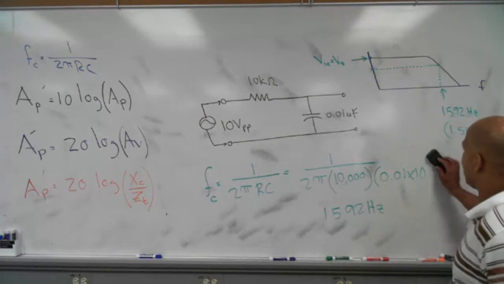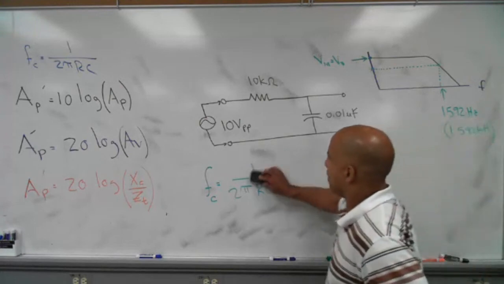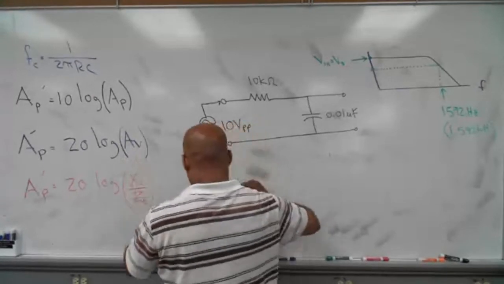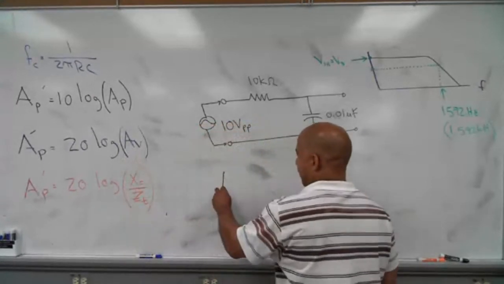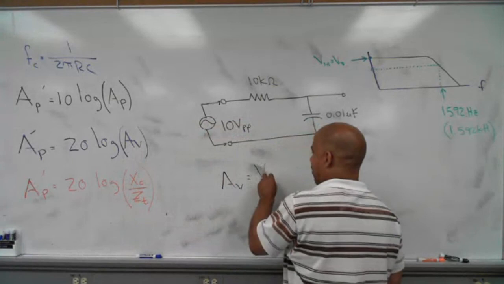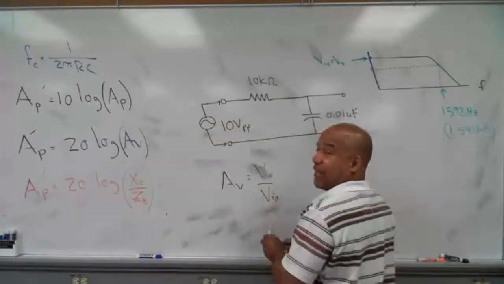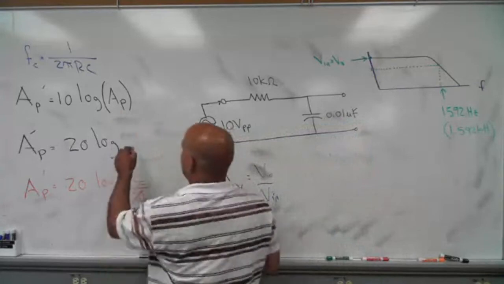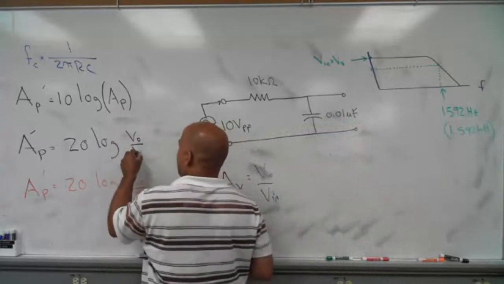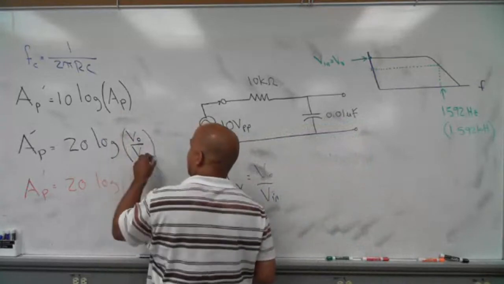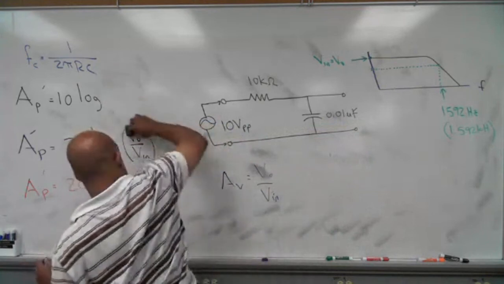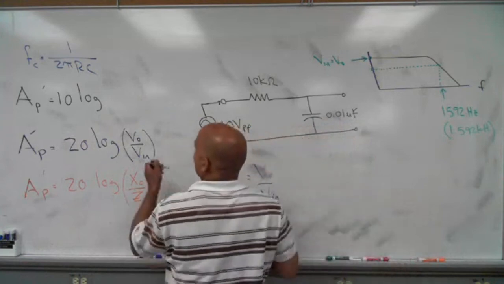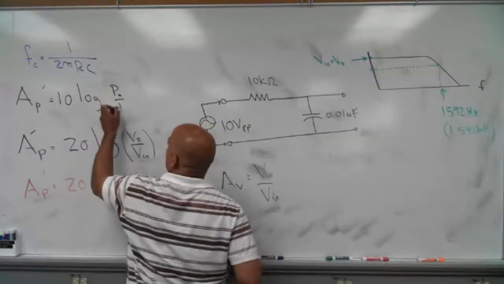Look. Now, this might help if I do this. Remember this right here? That right there, AB, is V out over V in. So if you think about it like that, that might be better to write these. This is really V out over V in. And this one is P out over P in.